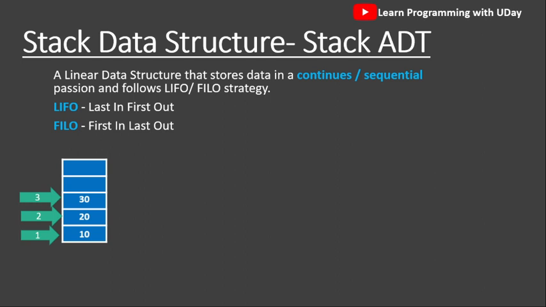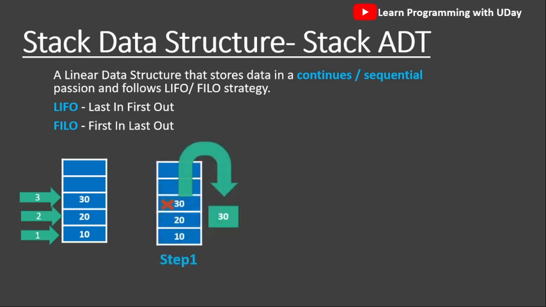Now if I'd like to make a delete operation here, the first element which gets deleted is 30, because 30 is the topmost element in the stack. So any operation in the stack can be performed only from one end of the stack, which is the top side. As you can see here, we have 10, 20 and 30. The most recently inserted element is 30, so that's the element which is going to be deleted first. So the last inserted element, which is 30, gets deleted first. So last in first out is the strategy which is followed by the stack ADT.